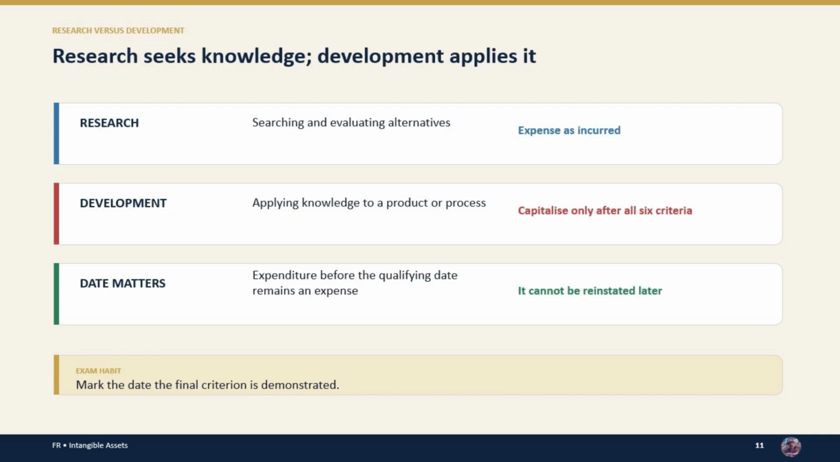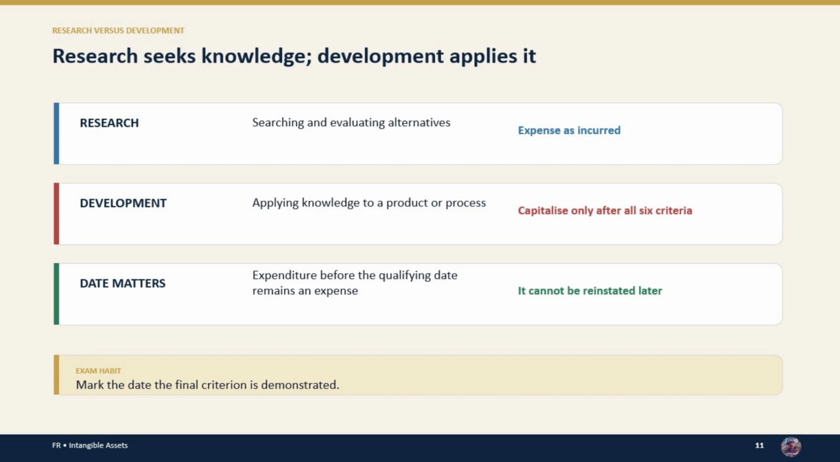Research is a search for new knowledge and understanding. Development applies research findings or other knowledge to a plan or design before commercial production or use. Research expenditure is expensed because the entity cannot yet demonstrate an asset that will probably generate benefits.